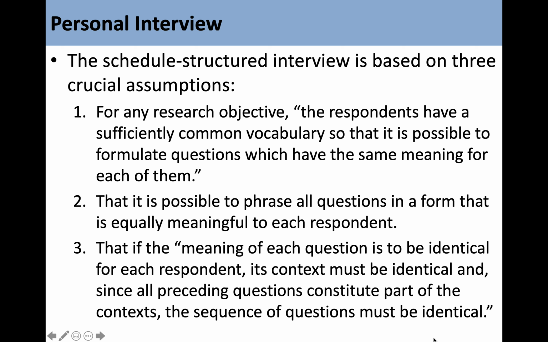The schedule structured interview is based on three crucial assumptions. Number one, for any research objective, the respondents have a sufficiently common vocabulary so that it is possible to formulate questions which have the same meaning for each of them. Number two, that it is possible to phrase all questions in a form that is equally meaningful to each respondent. And number three, that if the meaning of each question is to be identical for each respondent, its context must be identical, and since all preceding questions constitute part of the context, the sequence of questions must be identical, and you need to be really careful of that.